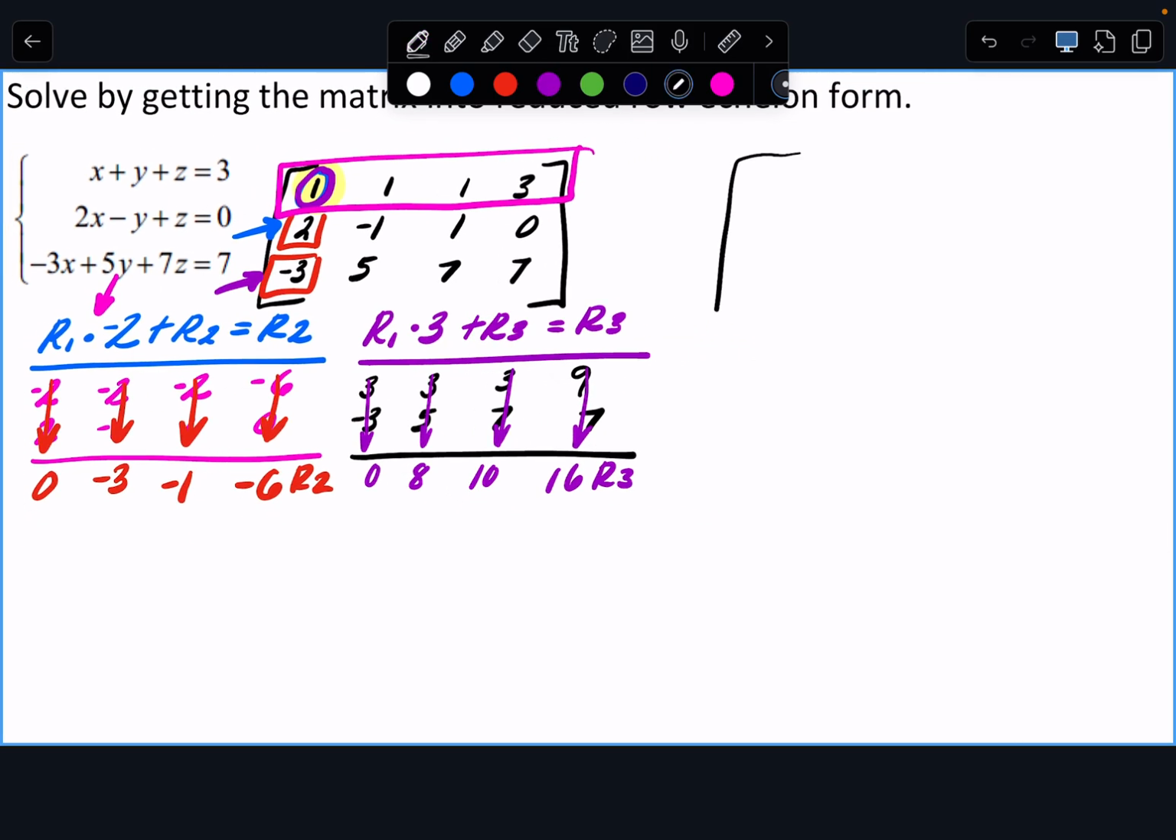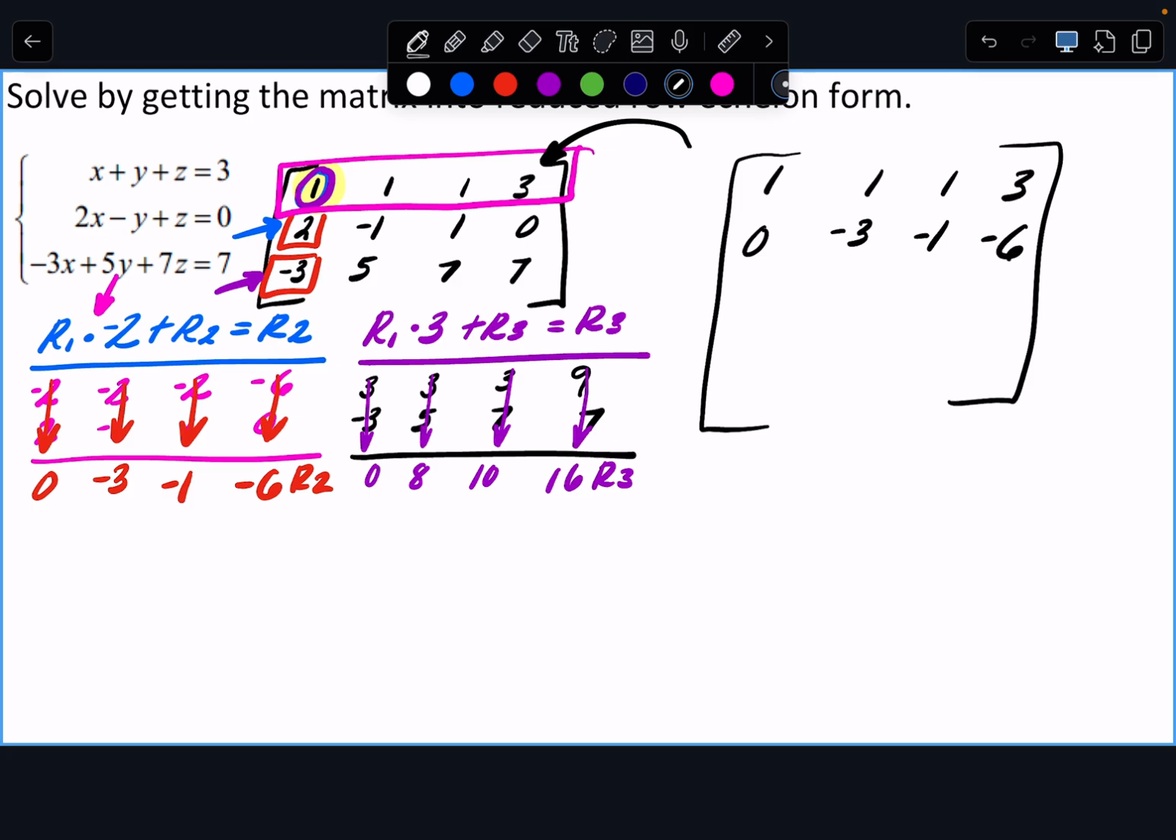We'll then pause for a good long time and make sure everyone gets caught up. Rewrite row 1. The pink box hasn't changed. We used it to change the others. So we still have a 1, a 1, a 1, a 3. Row 2 is now 0, -3, -1, -6. Row 3 is 0, 8, 10, 16. I'm going to give everybody a minute to catch up.